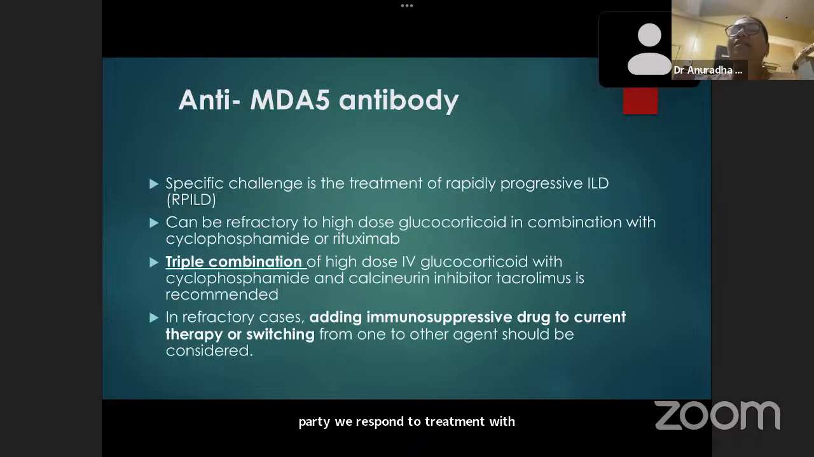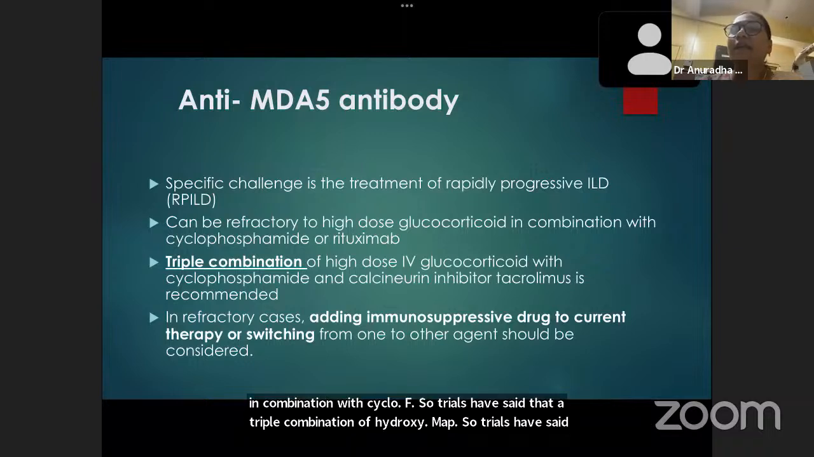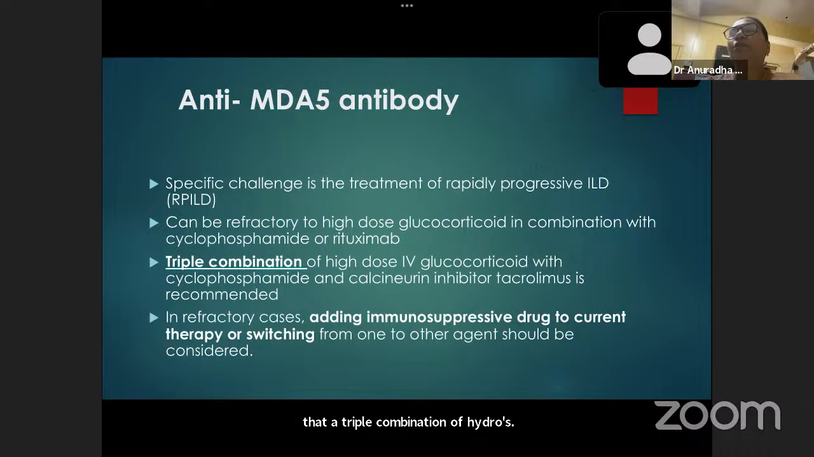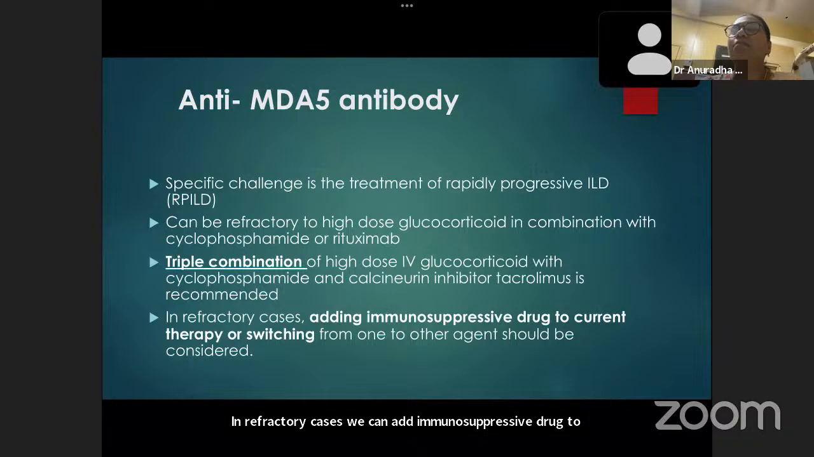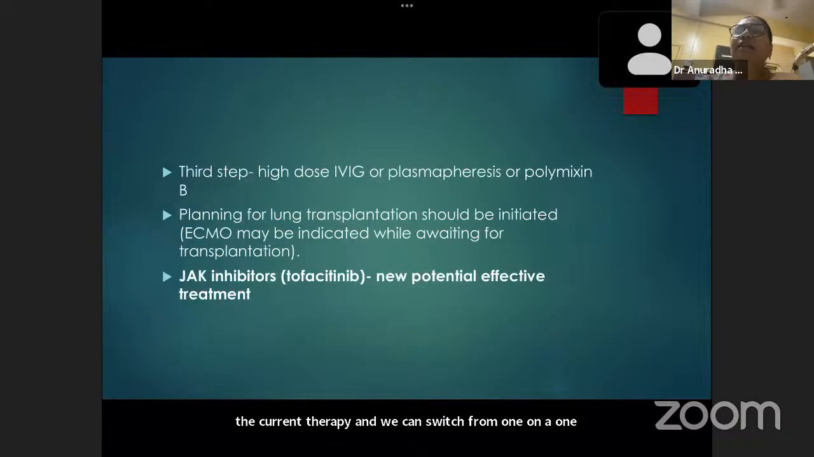Anti-MDA5 antibody is a specific challenge because it comes with rapidly progressive ILD and can be refractory to high-dose glucocorticoid in combination with cyclophosphamide or rituximab. So trials have said that a triple combination of high-dose IV glucocorticoid with cyclophosphamide and a calcineurin inhibitor like tacrolimus is recommended. In refractory cases, we can add an immunosuppressive drug to the current therapy, or we can switch from one agent to another. Third step is that they have also said the role of high-dose IVIG or plasmapheresis or polymyxin B.